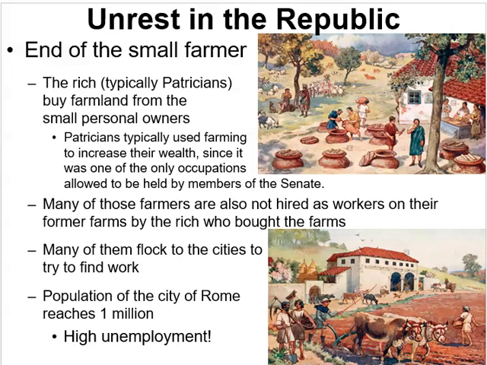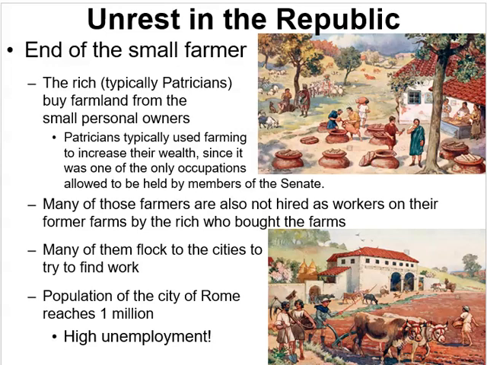And typically, those people that are bailing them out, or at least buying up this land, are typically rich patricians. Remember, the aristocratic level of society in Rome are the patricians. And these patricians start loving this idea of buying farmland from these poor farm owners. And eventually, the patricians start realizing that this is the best way to increase their wealth, because many patricians eventually go on to become members of the Senate.